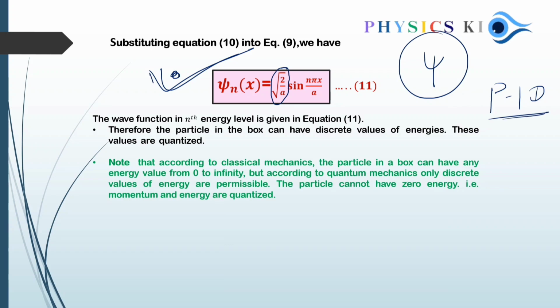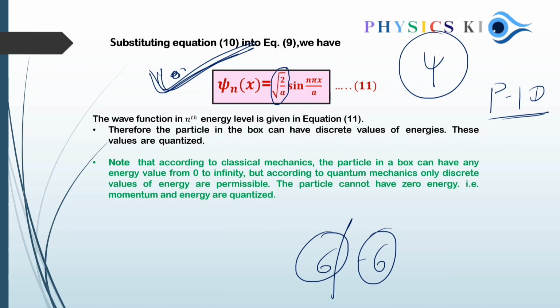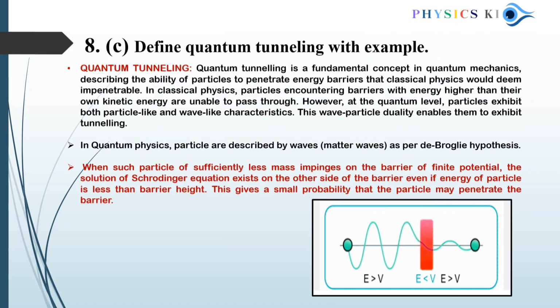So up to this, it is your answer. So you got 6 out of 6 marks. Got the idea? Simple, very simple. Next important question is, define quantum tunneling with an example.